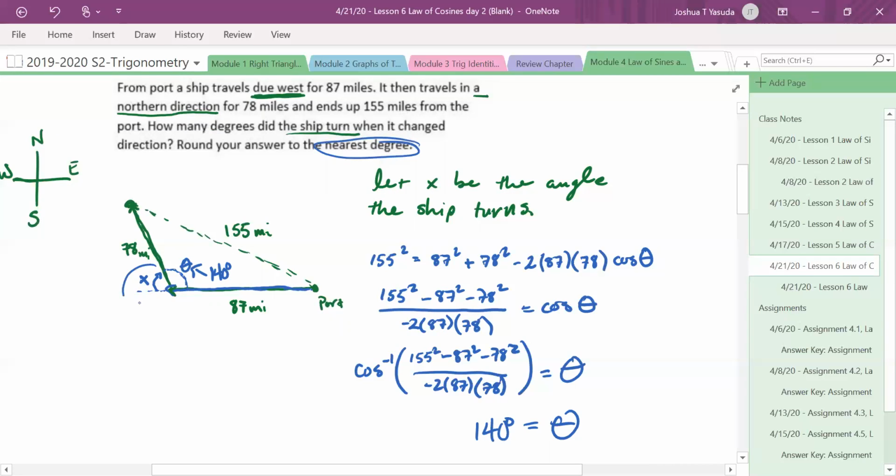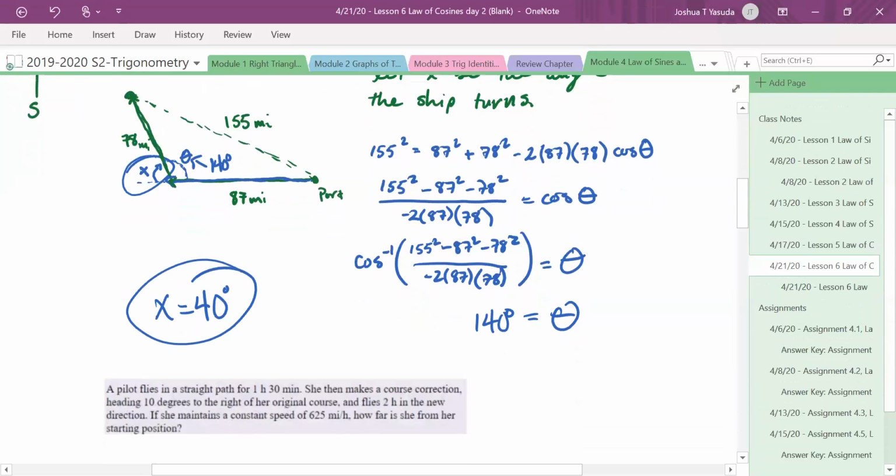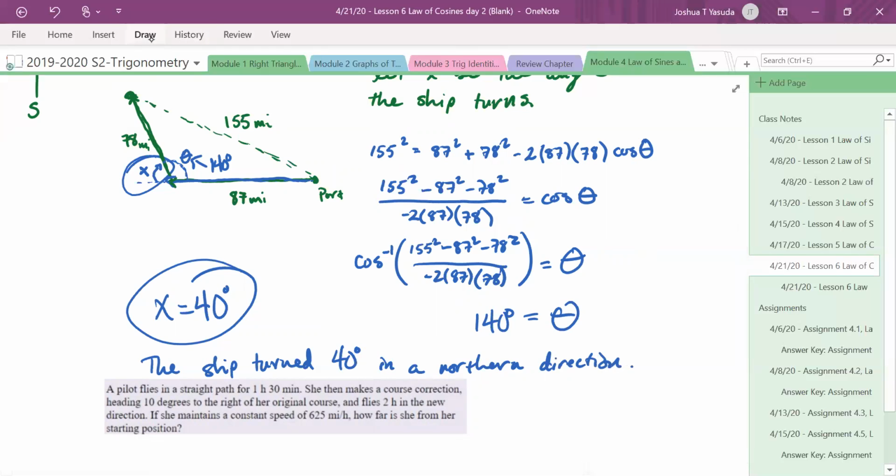How does that help me find X? Well, two angles that make a straight line are called a linear pair, and they add to 180. They're supplementary. So X is just going to be 40 degrees. If I want to write myself a sentence to wrap this whole thing up, I could say the ship turned 40 degrees in a northern direction.